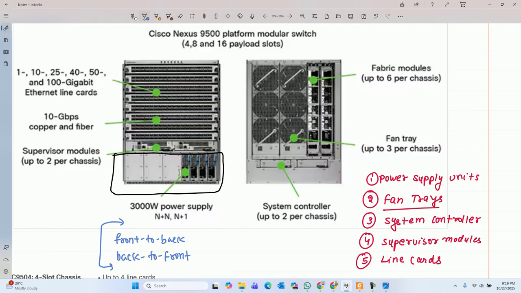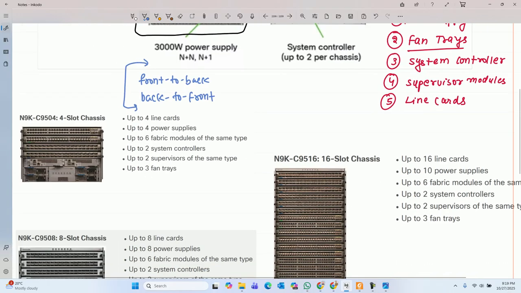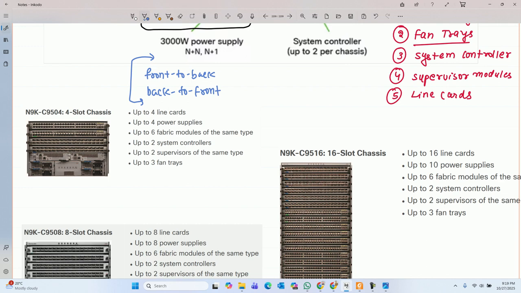So then we have system controller. These fan trays are also hot swappable, guys. In the running appliance, you can add or remove these fan trays. At this moment, you notice 1, 2, 3, 4, 5, 6. But the number depends on the chassis also. So if you look at this 9504, you have up to 4 power supplies. And how many fan trays? Up to 3 fan trays.